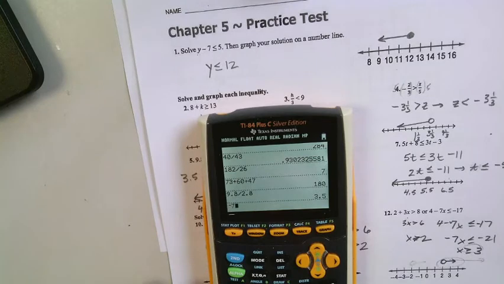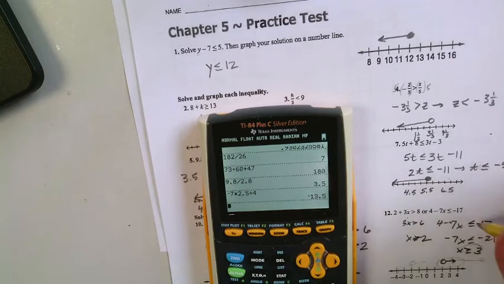2.5, -7 times 2.5 plus 4. Okay, and that is less than -17. Oh, hold on. Oh, it's an or. Didn't have to have that. But if I get over here about 4, -28 plus 4 is -24. And then from there, -24 is smaller than -17. Okay.